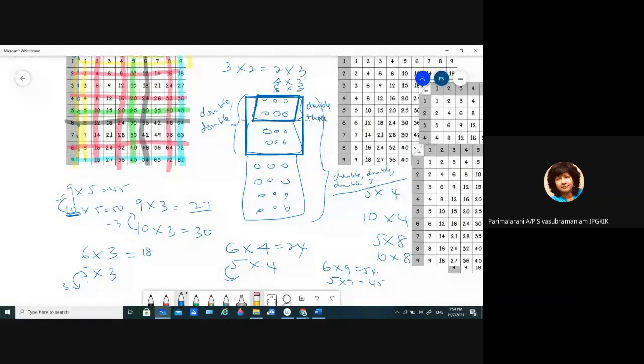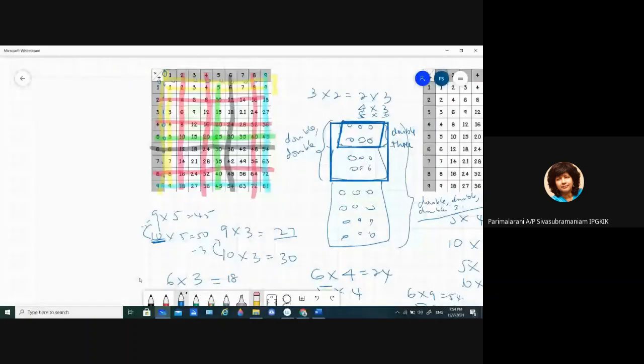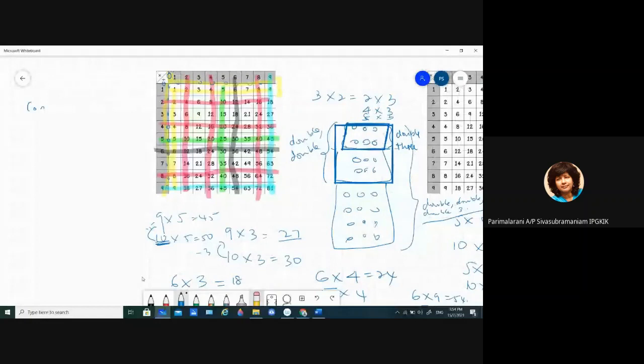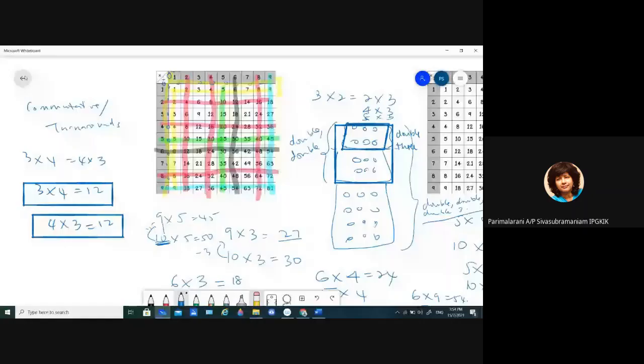And the last is turnaround facts, which is the most important thing that students must know, turnaround or commutative. Commutative, or we call them turnarounds. 3 times 4 equals 4 times 3. A good way of teaching this is to have flashcards like this: 3 times 4, and at the back you have 4 times 3. So you show the card and then turn it around.